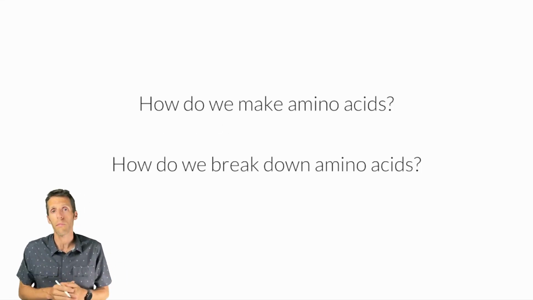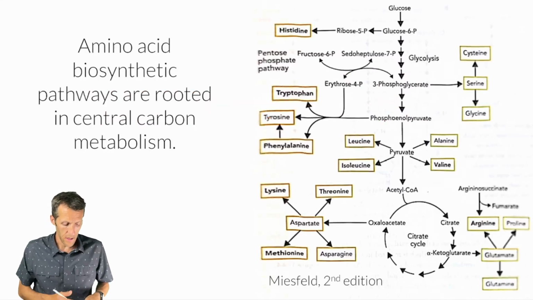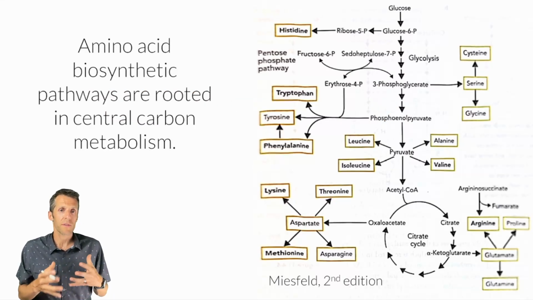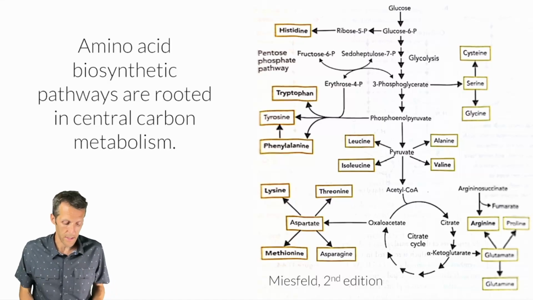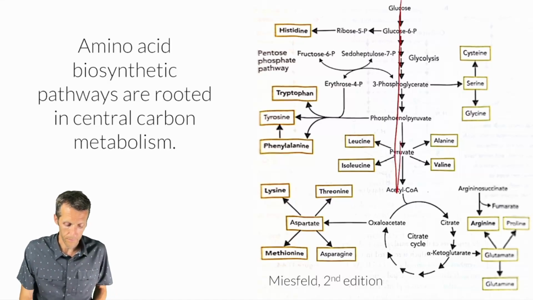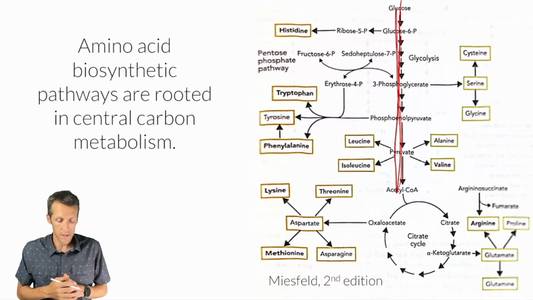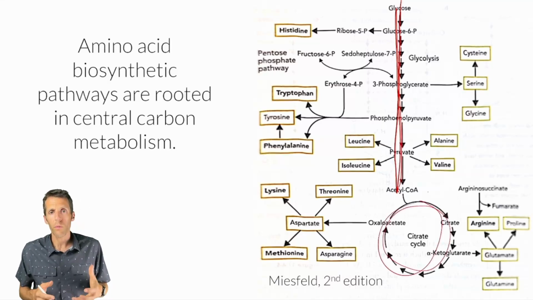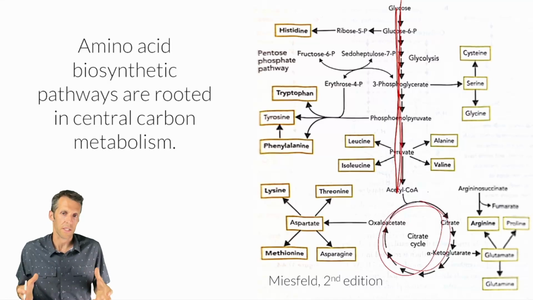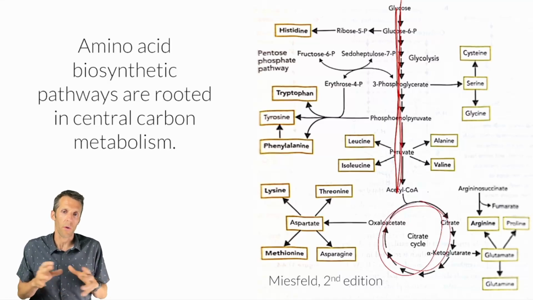So first, how do we make amino acids? Amino acid biosynthetic pathways are basically all rooted in central carbon metabolism. This summary chart here is basically showing where all of the amino acids come from and how that's related to things like the glycolysis gluconeogenesis arm of things, to the citric acid cycle, for example. And hopefully what you can appreciate here is there are some central connecting nodes from which amino acids branch off.